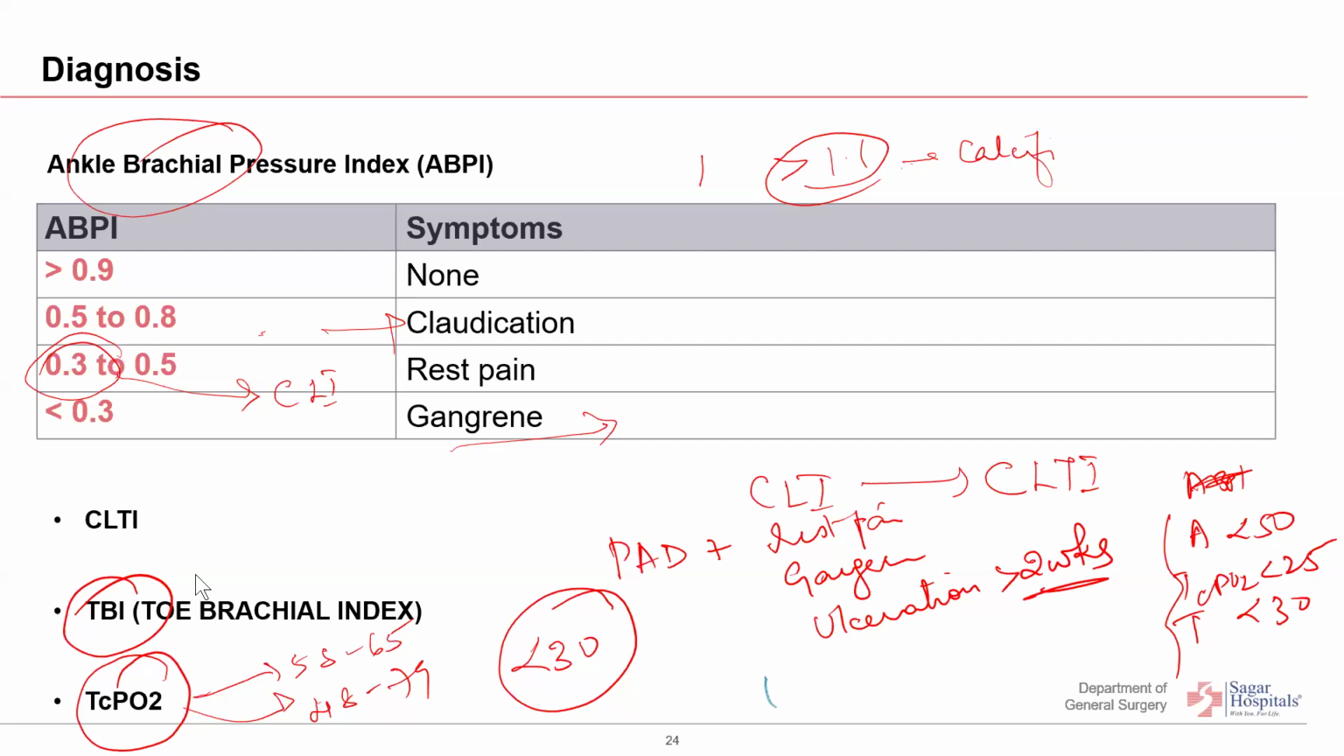So when you say ABI is 0.7 in the right lower limb, that means you've measured DPA and PTA level ABIs, and whichever is the higher is what you mentioned. So if the PTA is higher, then I should mention the PTA. In fact, when we do it, we write down separately. In DPA, it is 0.52. In PTA, it is 0.79, like that.